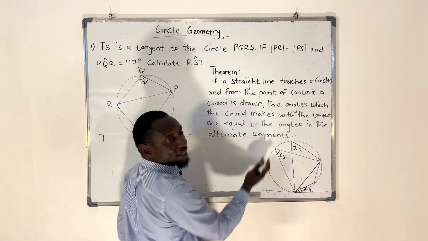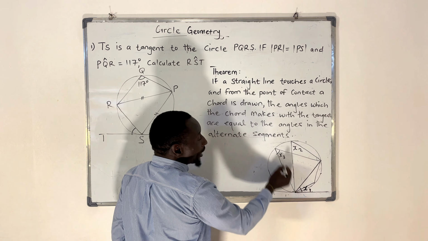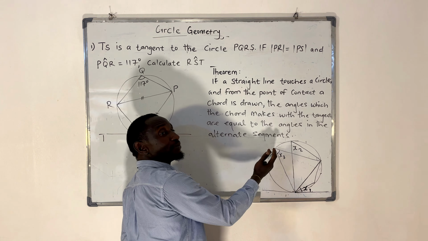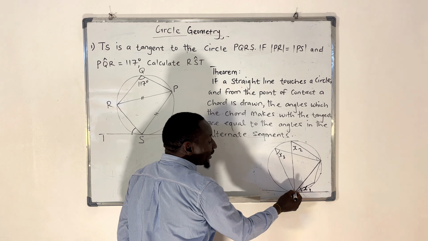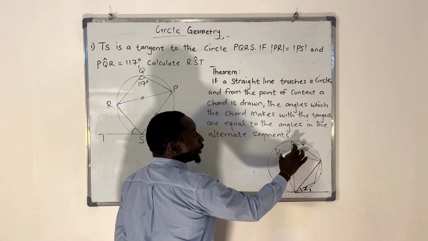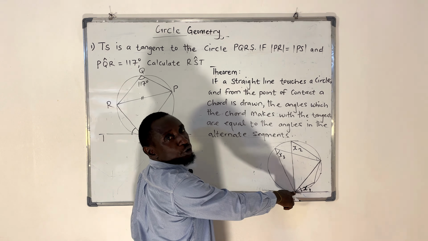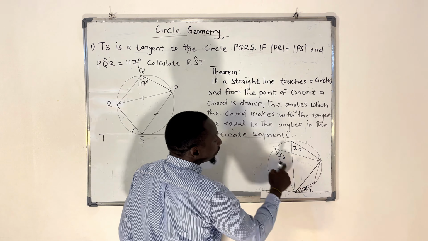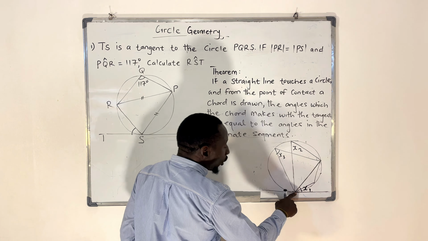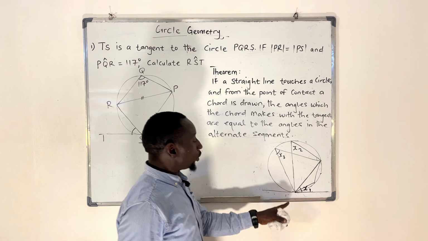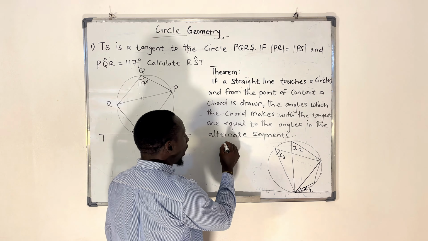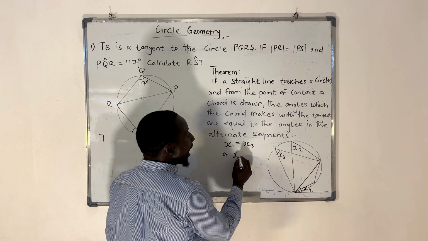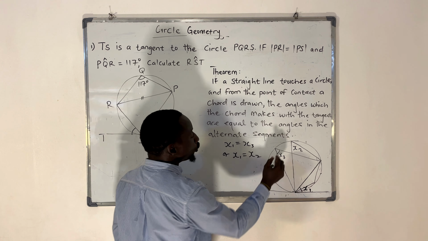Now, in the alternate segment, other angles are formed. If you look at the lines or the chords that form these two angles, they are also coming from the point of contact. So you can see this is the first chord that forms an angle x3. This is another chord that forms an angle x2. Now, we are saying that x1 is equal to what? X3. Or x1 is equal to x2.